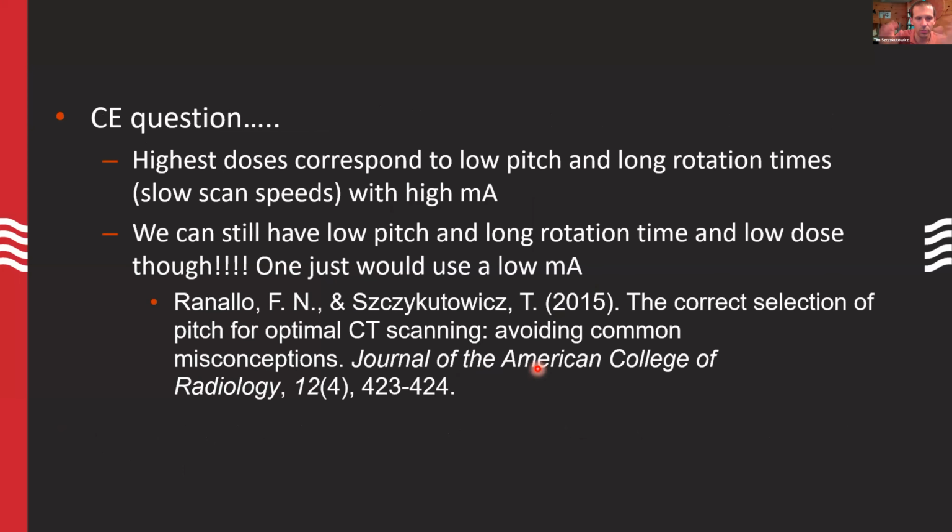All right. So this is actually one of the CE questions here, and that is the highest dose will correspond to low pitch and long rotation times, essentially slow scan speeds with high mA. I want to make a quick point, though, that we can still have low pitch and long rotation time and low dose. You just use a lower mA value. A lot of people fundamentally didn't get this.